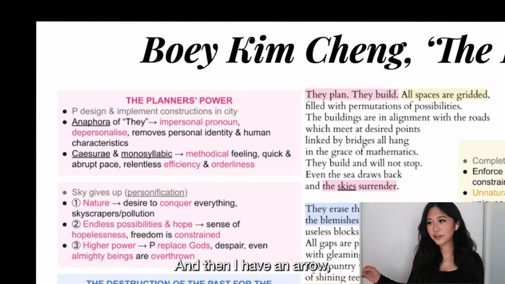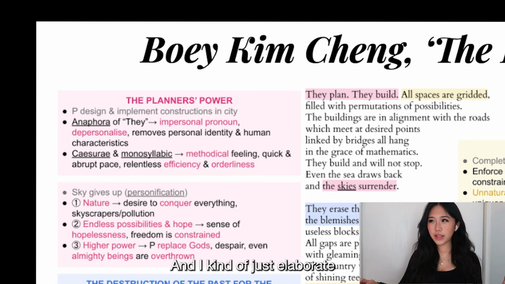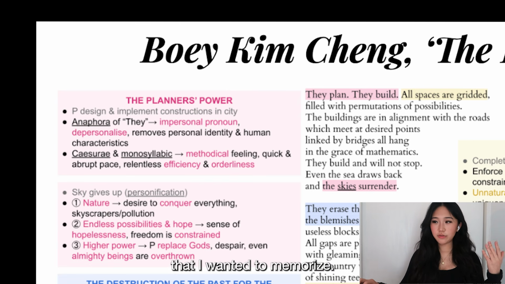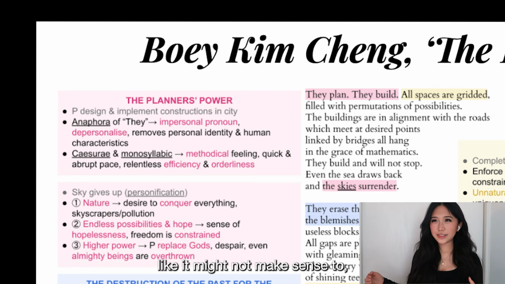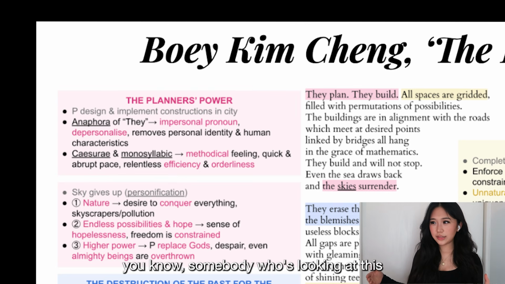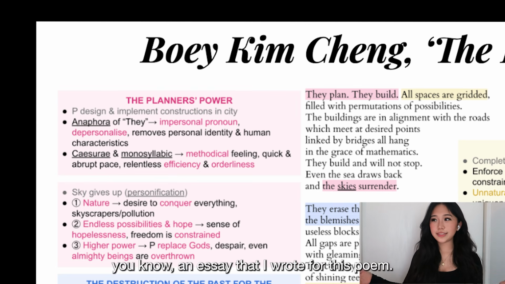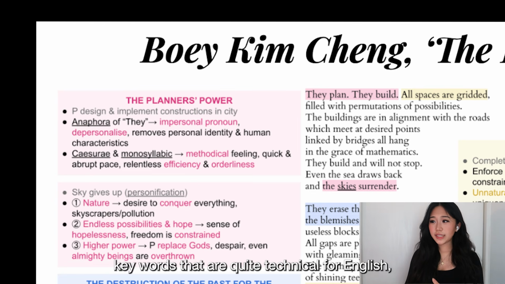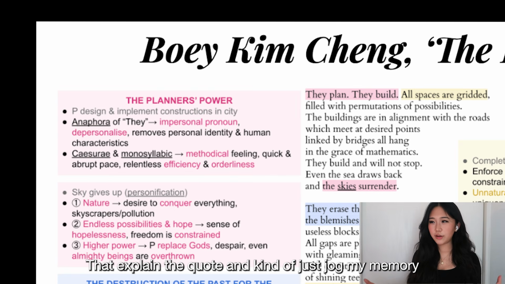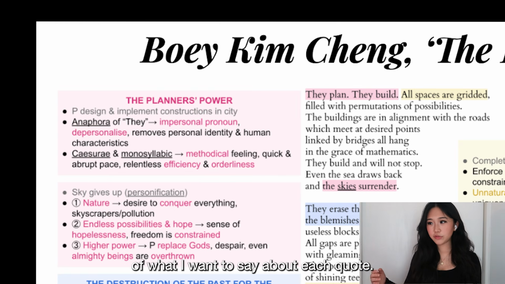And then I have an arrow and I kind of just elaborate on the effects of those things that I wanted to memorize. And here it looks really choppy, and looking back, it might not make sense to somebody who's looking at this without reading an essay that I wrote for this poem. But it's basically just keywords that are quite technical for English that explain the quote and jog my memory of what I want to say about each quote.